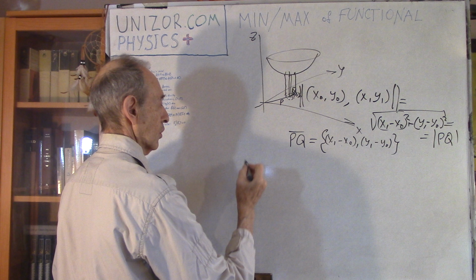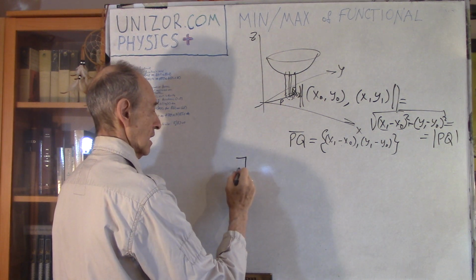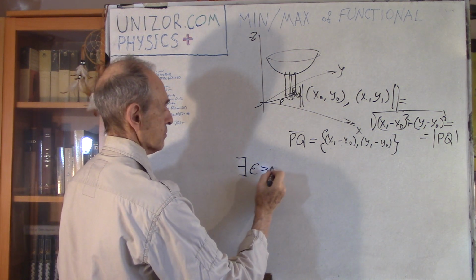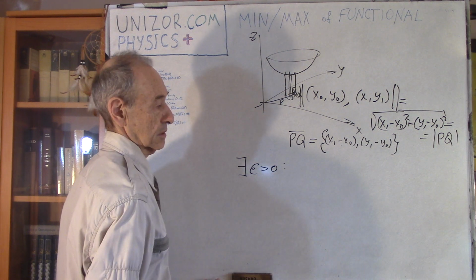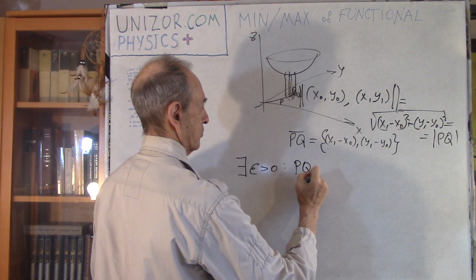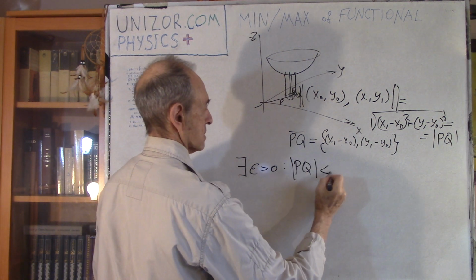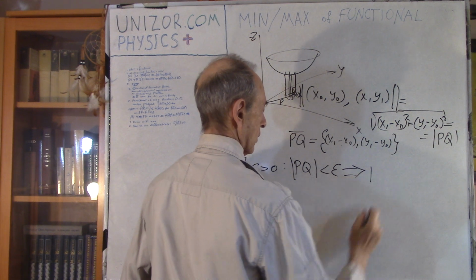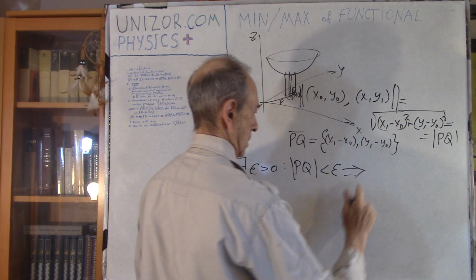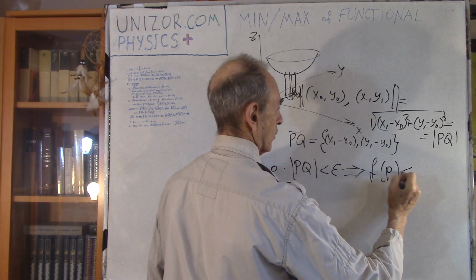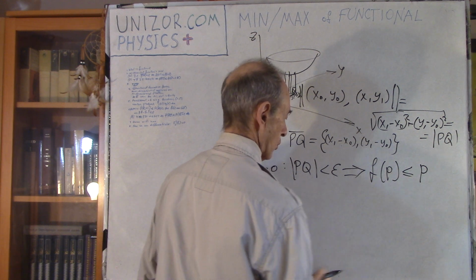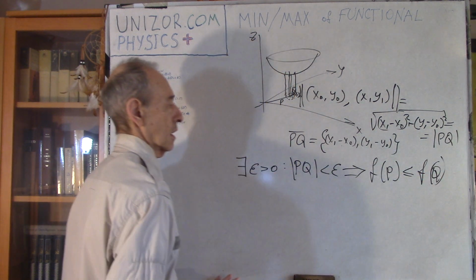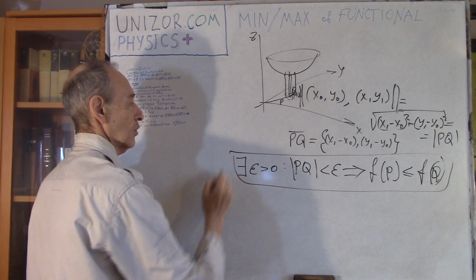What is a local minimum? Local minimum is that there exists, I will use this symbol, some kind of a small number epsilon greater than 0, such that if the length of this vector PQ is less than epsilon, then the value of our function at point P would be less than or equal to the value of our function at point Q. So this is basically a definition of a local minimum.